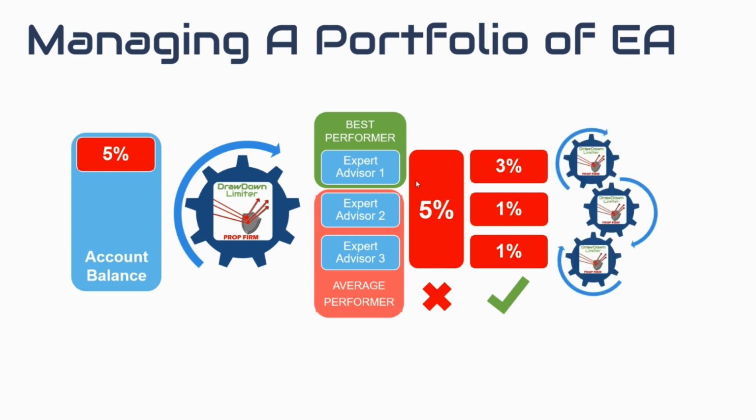What will happen? You'll always have an account that is managed by an instance of DrawDown Limiter, and you'll have 3 different instances of DrawDown Limiter, each of them managing the expert advisor related to it. So whenever one of the expert advisors reaches its threshold, it will be stopped by its related DrawDown Limiter. However, you still have a global DrawDown Limiter that is controlling your entire account.